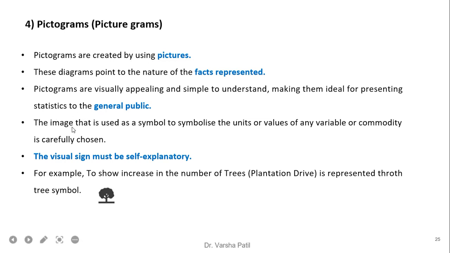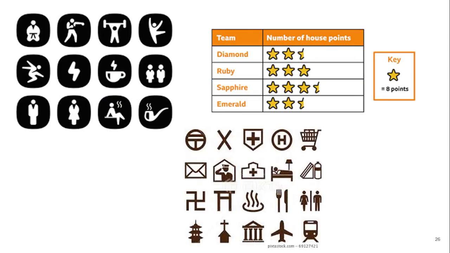The image that is used as a symbol to symbolize the units or values of any variable or commodity is carefully chosen so that everyone will get the idea of that particular symbol. The visual sign must be self-explanatory. For example, the increasing number of trees because of a plantation drive is represented through the tree symbol. So we will show how many trees increased for that particular year by using the tree symbol.